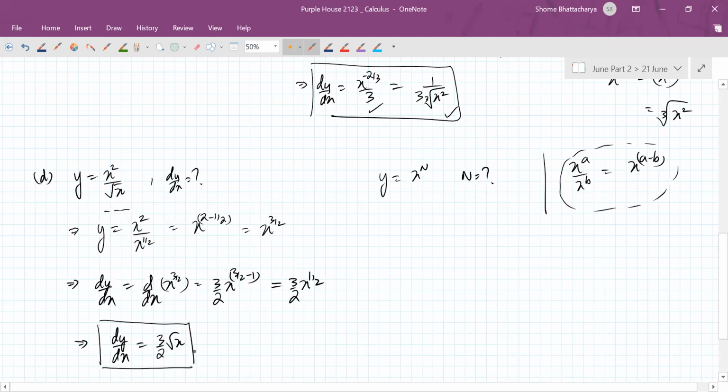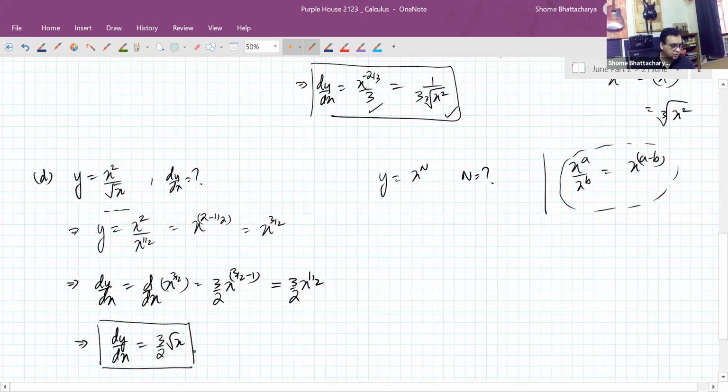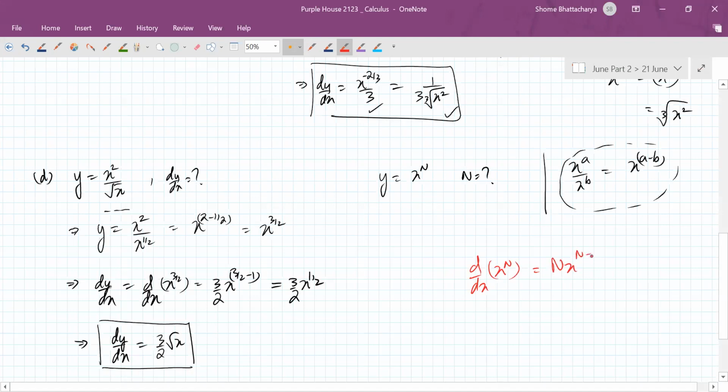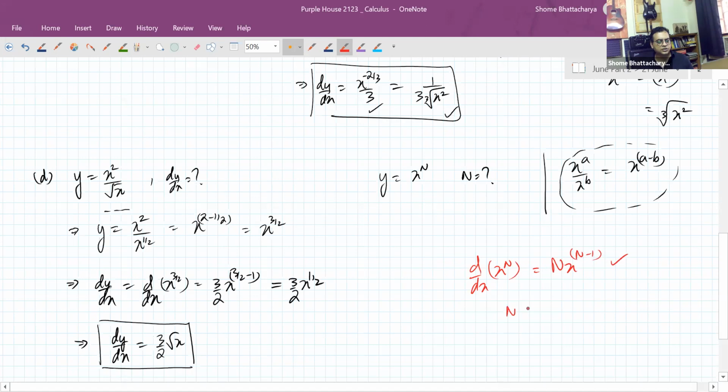How did minus 1 come? Can you tell me? Arey beta, this differentiation formula, every time you can't forget the formula, no? nx to the power n minus 1. So here n's value is how much? It's 3 by 2.